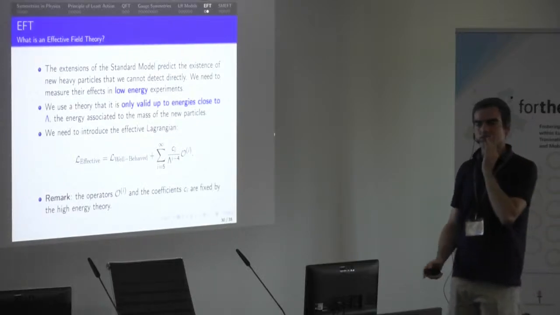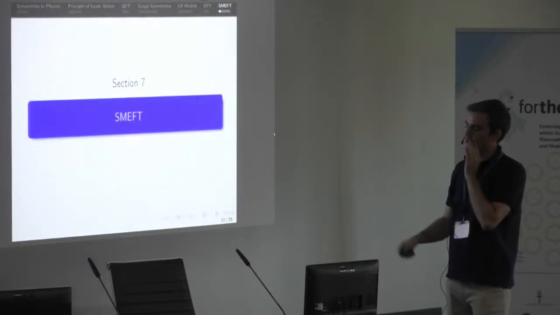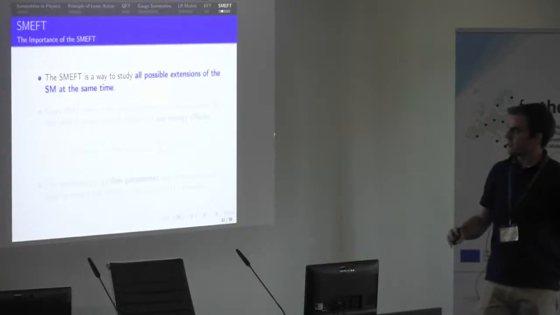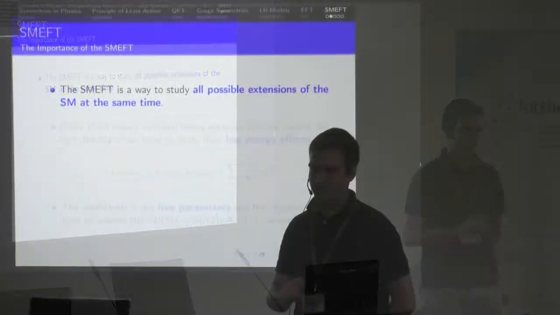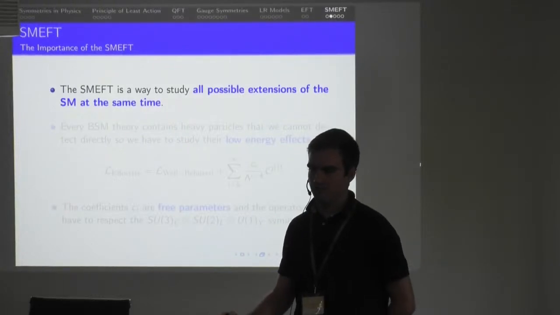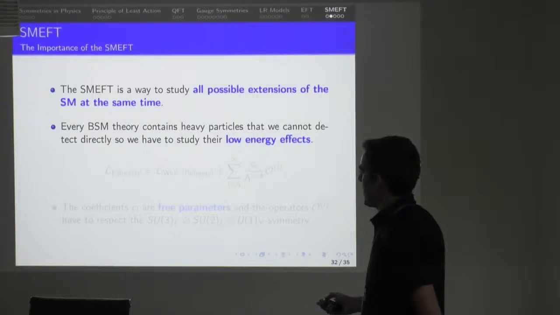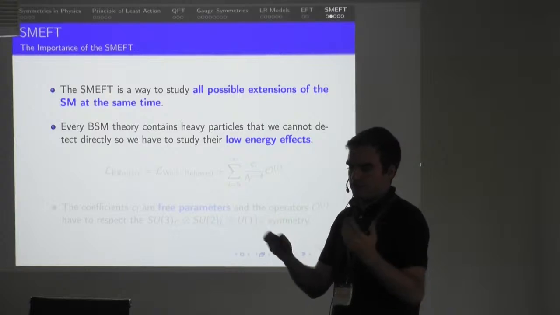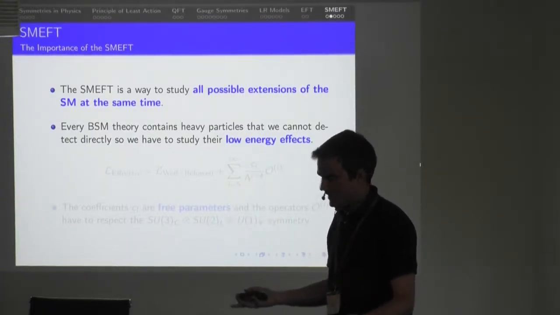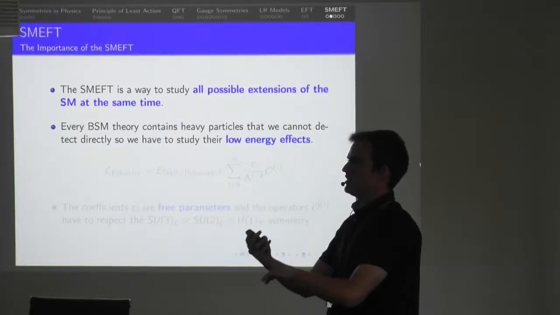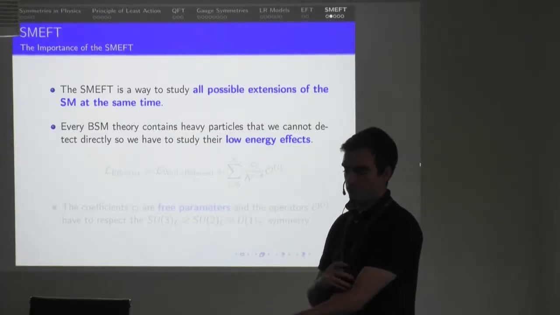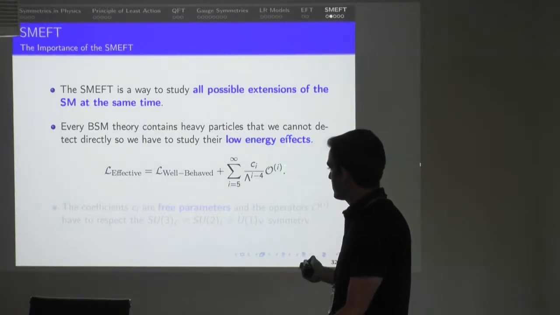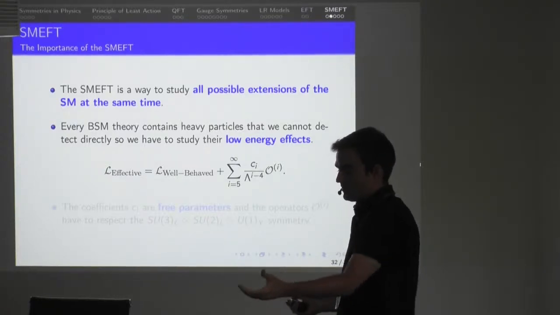But there's something interesting here called the standard model effective field theory. The standard model effective field theory is a way to study all possible extensions of the standard model at the same time. And the idea is very simple. I know that every theory beyond the standard model contains heavy particles that I cannot measure because they are very heavy. But I only want to study their effects on low energy observables, low energy physics. I know that they will produce these terms here, the same terms that I had before.